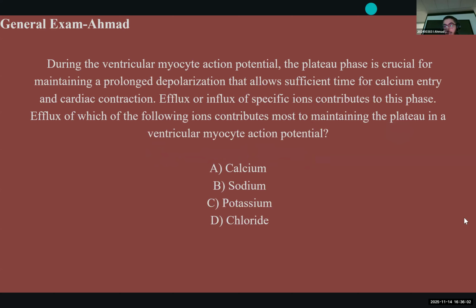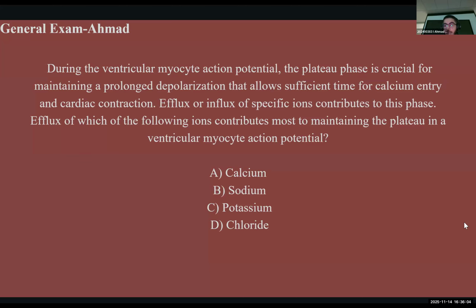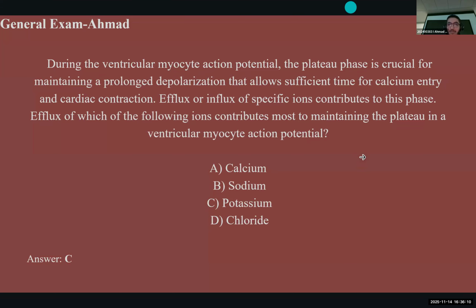A, C, C, A, C, A. Okay. So whoever said A, you fell for the trap. Why is it C? Can anybody who answers C explain why? Calcium influx and potassium efflux. Exactly, you got it exactly at the point.